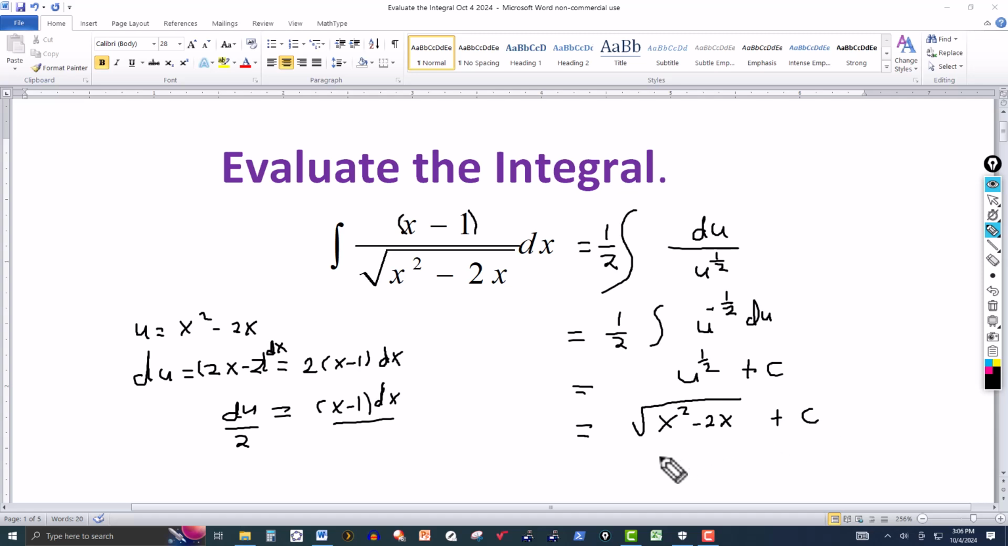Now if you have time, you can always check your answer by computing the derivative of this result, and it should give you the integrand over here. So the answer to this one is the square root of x squared minus 2x plus the constant of integration.